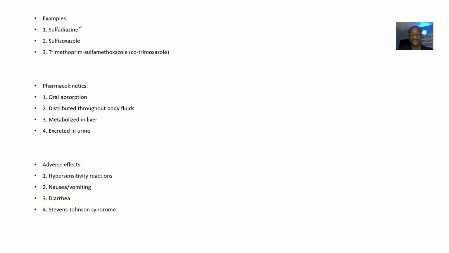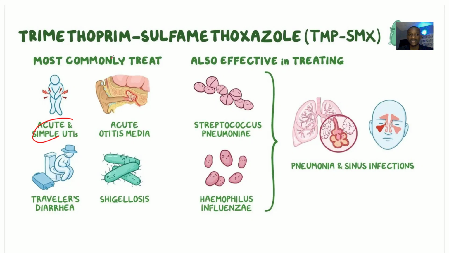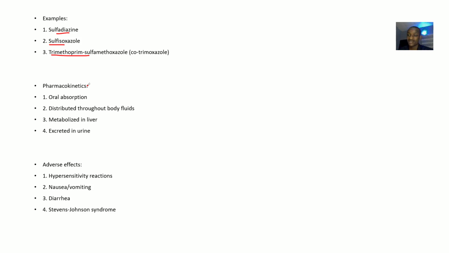Then examples of these sulfonamides include sulfadiazine, sulfisoxazole, then the trimethoprim-sulfamethoxazole. Okay, so this is the trimethoprim-sulfamethoxazole that we have here, right? Pharmacokinetics: it has oral absorption, it's distributed throughout the body fluids, it is metabolized in the liver, it is excreted in urine. Okay, adverse effects: it has some hypersensitivity reactions, right? Nausea and vomiting, diarrhea, Stevens-Johnson syndrome, all right? That's the side effects of these drugs.